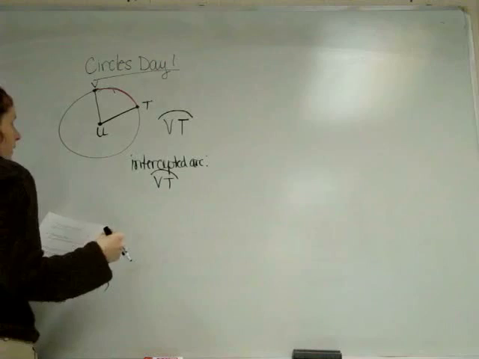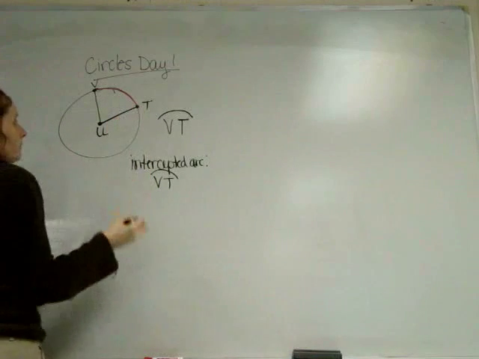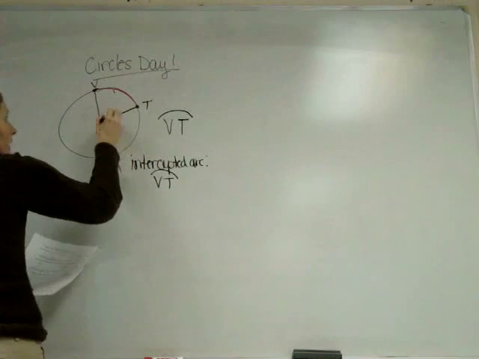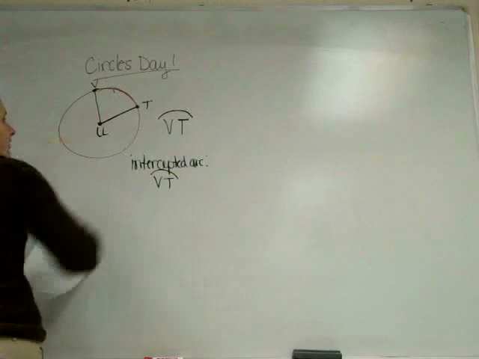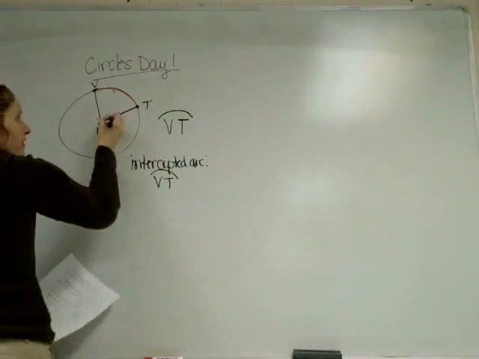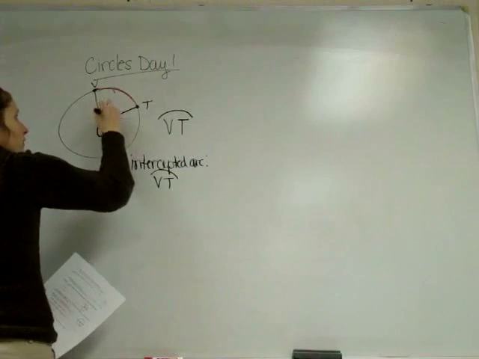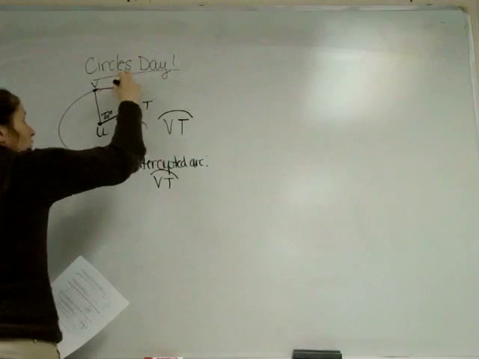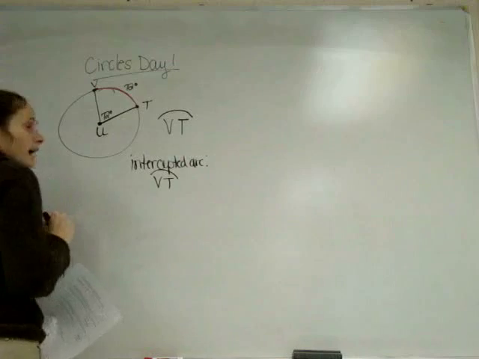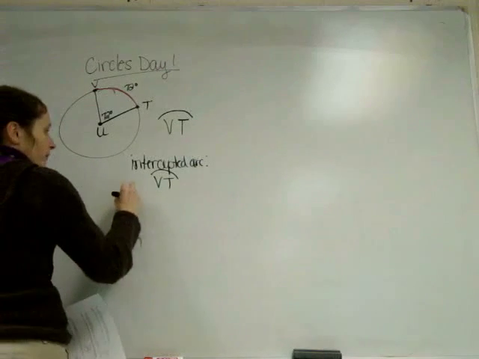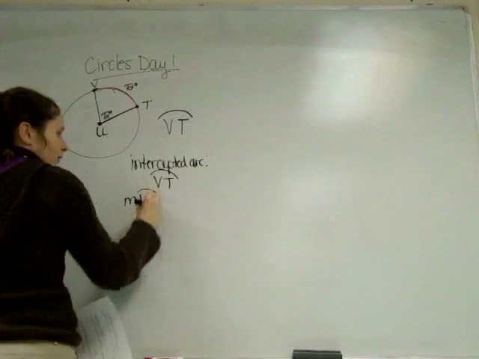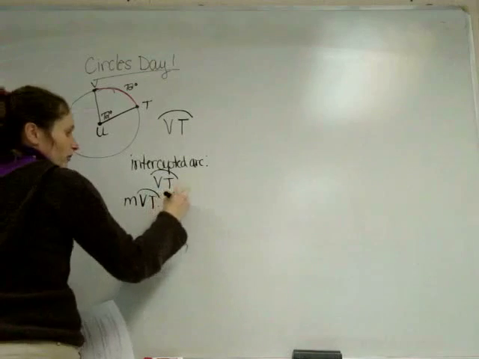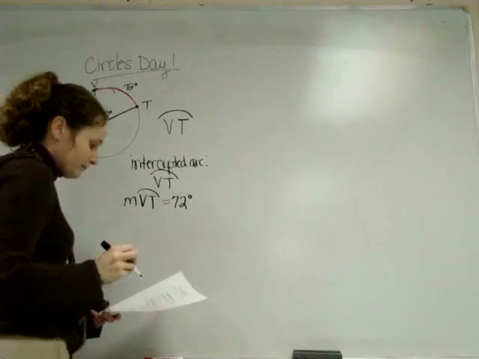One thing that's important that we need to note about a central angle is that a central angle has the same measure as its intercepted arc. Okay, so if this angle has a degree measure of 72 degrees, then the degree measure of this arc is also 72 degrees. In terms of notating that, you would just say measure of arc VT equals 72 degrees.